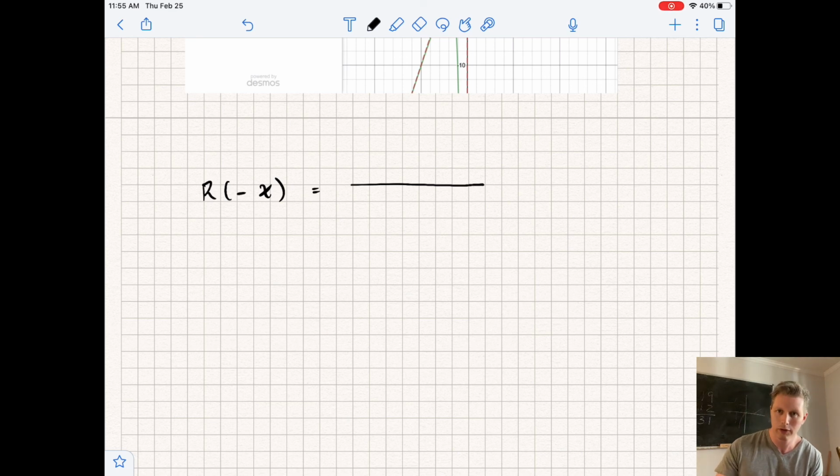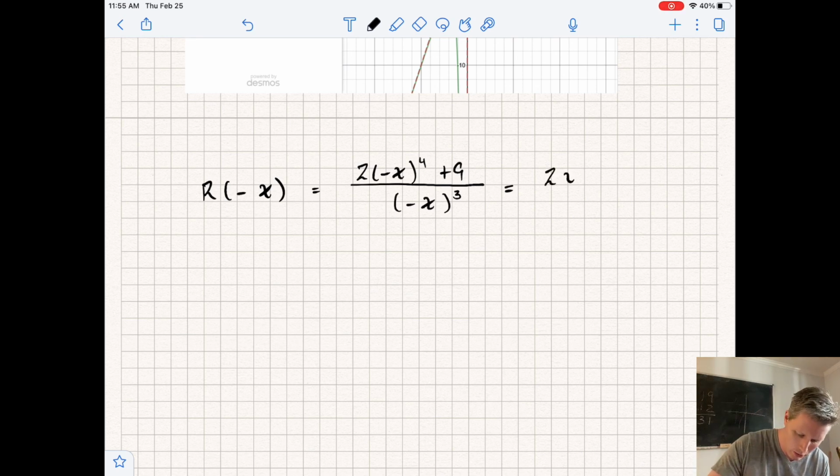So r of negative x is equal to, our function r of x is 2x to the 4 plus 9 all over x cubed, so it's 2 times negative x to the 4 plus 9, all over negative x cubed. Negative x to the 4 is x to the 4. So under my numerator, I have 2x to the 4 plus 9, all over negative x cubed. Well, negative x times negative x is positive x squared, times negative x is negative x cubed. So that's negative x cubed.